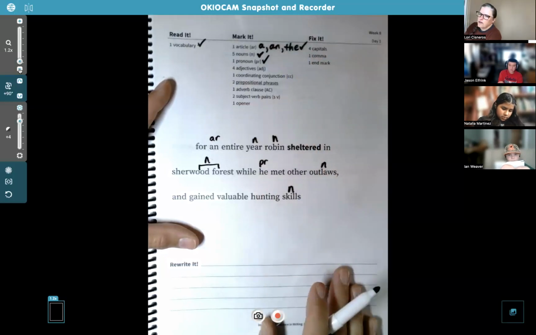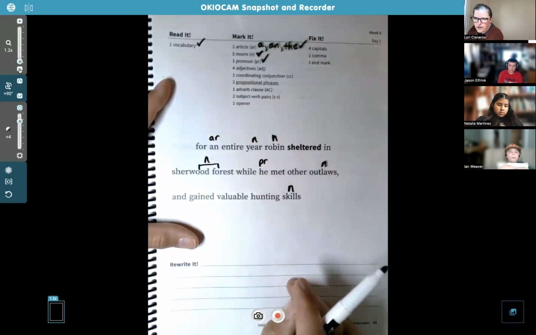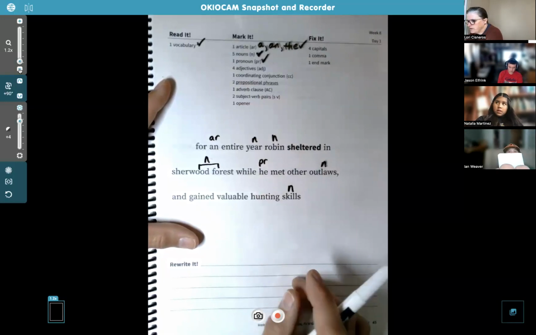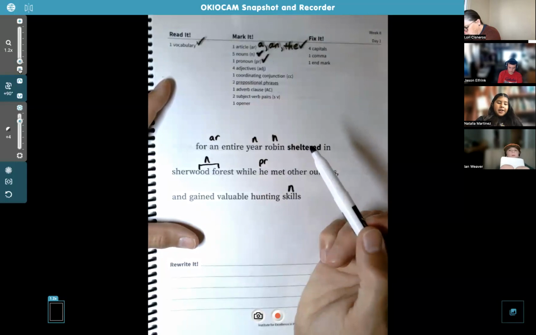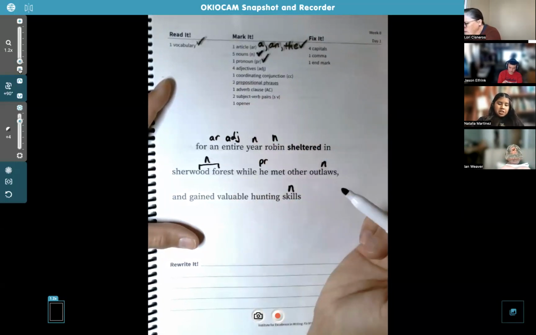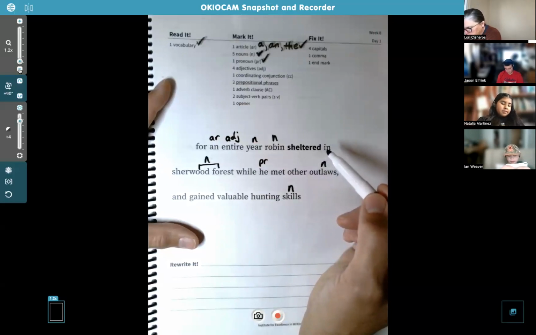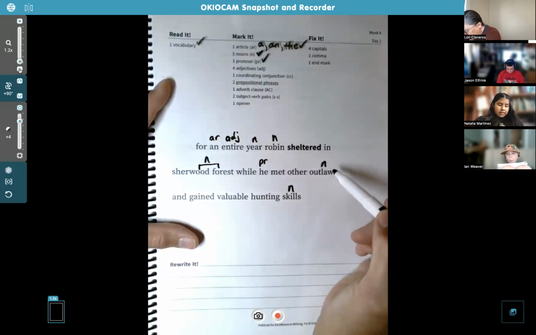So since that was so short, Natalia, I'm going to have you also find the adjectives. Now, the adjectives tell more about the nouns. So the best way to do it is look at the nouns and then ask yourself like which one or how many or what kind, those types of questions. Entire. Good. Entire is an adjective. Sheltered is actually a verb in this sentence. So not that one.